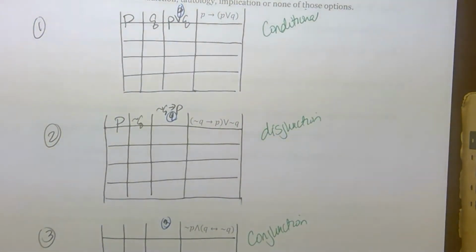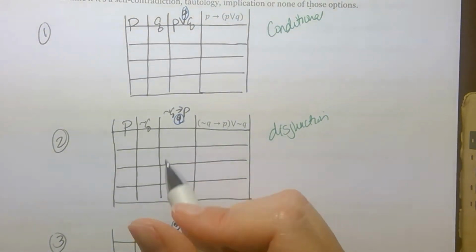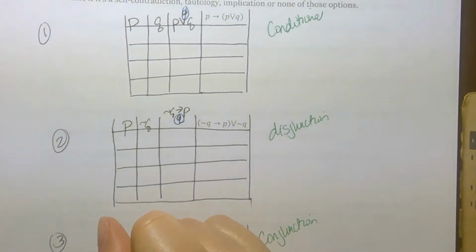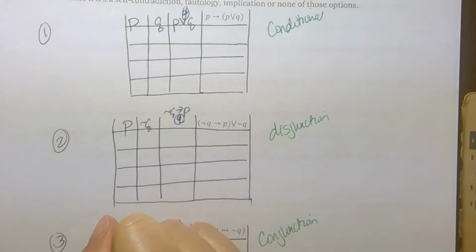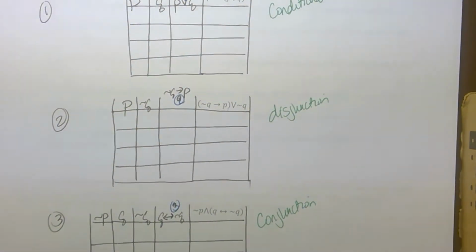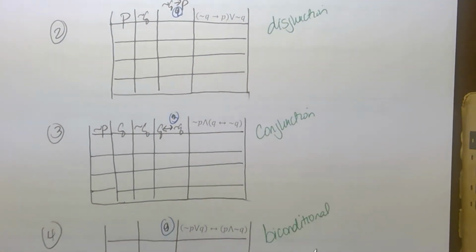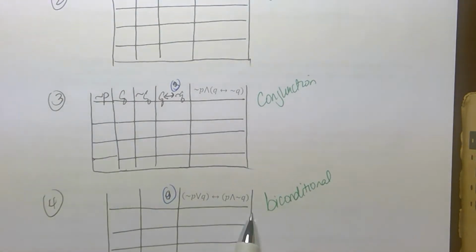Down here, I'm going to need Q if and only if not Q. And to get that, I need to compare Q to not Q. And you know what? I also need not P. So I'm going to add another column over here for not P. Down at number 4, I only need the 2 things in parentheses.